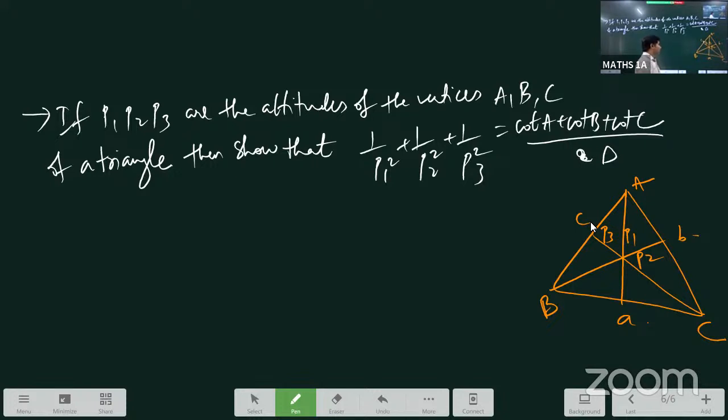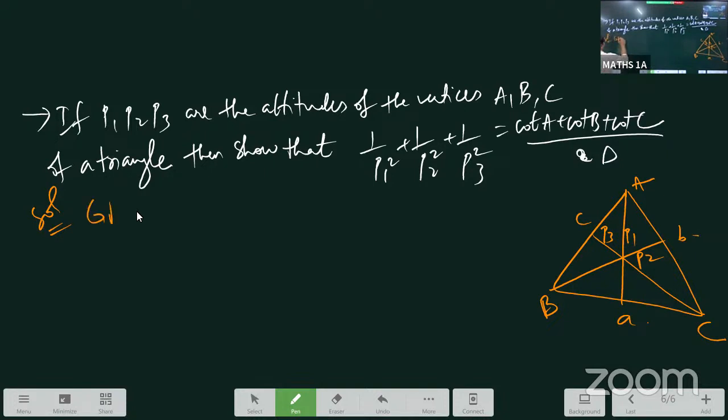Is it clear? Right. Yesterday we did the same type of sum with different questions. Like yesterday, we showed that 1 by P1 plus 1 by P2 plus 1 by P3 is 1 by R, or 1 by P1 plus 1 by P2 minus 1 by P3 equal to minus 1 by R3. All these things we proved yesterday, correct? Now same here, he has given 1 by P1 square, but the basic concept is same.